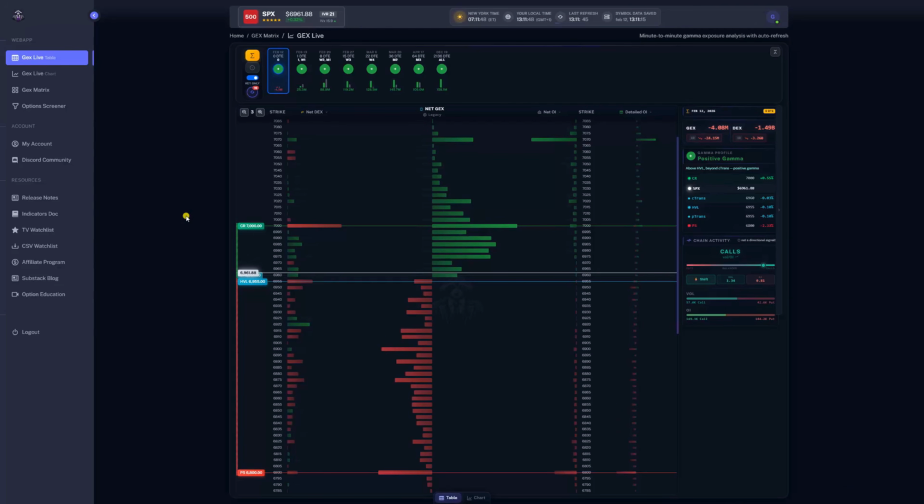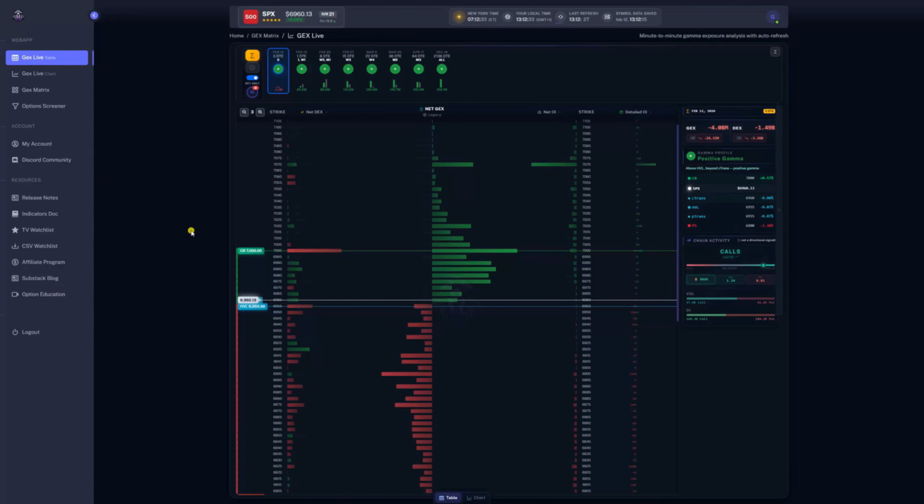At the center of the table, there is the net GEX column, which represents the net gamma exposure of the underlying for that specific expiration. Around it, you will find additional customizable columns that we will later on talk about. Let's start by selecting a ticker.